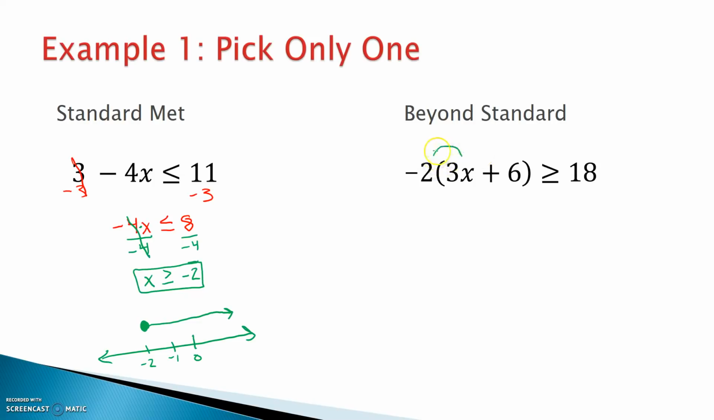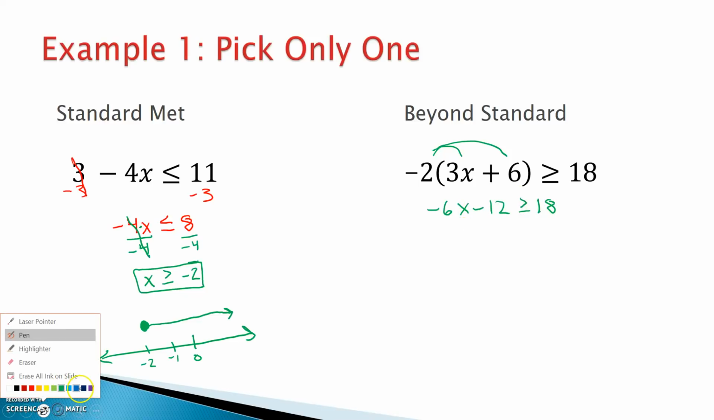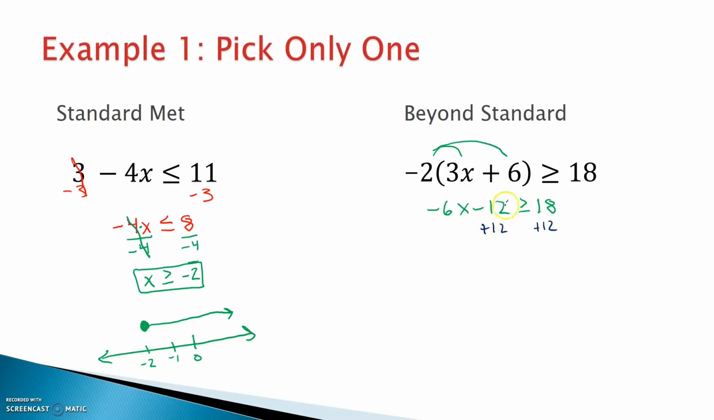All right, for beyond standard, I have an extra step. I have to distribute a negative 2. What is negative 2 times 3x? That is negative 6x. Negative 2 times 6 is minus 12, which is greater than or equal to 18. All right. Now it becomes a two-step inequality. Not too crazy. How do I get rid of a minus 12? I have to say plus 12, plus 12. These cancel out. I'm left with negative 6x.